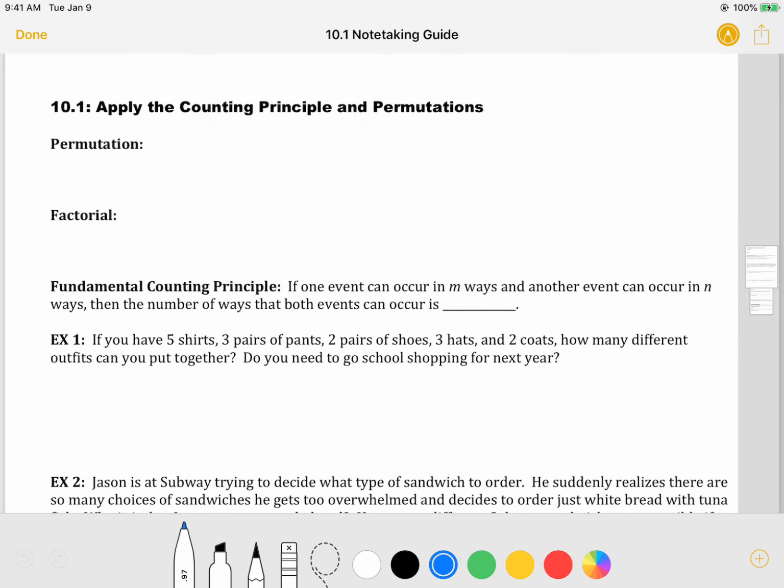We are going to jump into Chapter 10, our last unit, and it's going to be about probability. In Section 1, we're going to talk about some of the foundational stuff we're going to need as we progress through this probability unit. Specifically, we're going to be talking about the fundamental counting principle and permutations. A permutation is a way of taking a certain amount of objects and figuring out how many different ways we can arrange them when order matters.